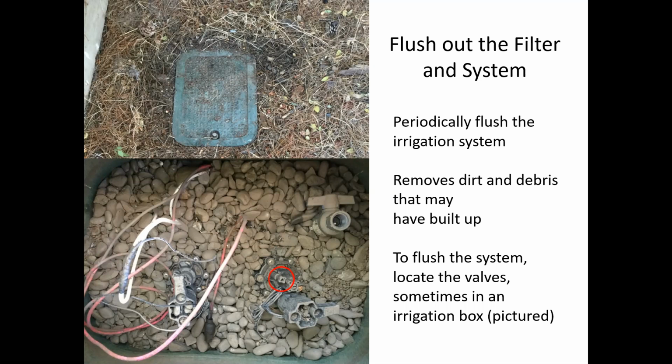For manually flushing out your system, you're going to want to righty tighty, lefty loosey that bleed port that we're seeing in that red circle. Another component in this picture that's a nice to have but not a need to have is in the right corner. That's also a flush valve that is used to flush out the whole system as well.